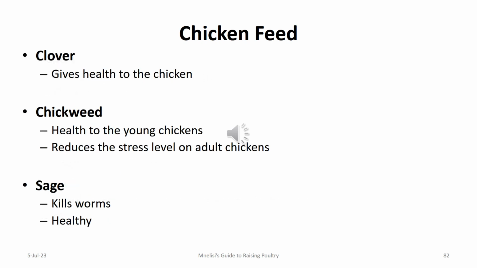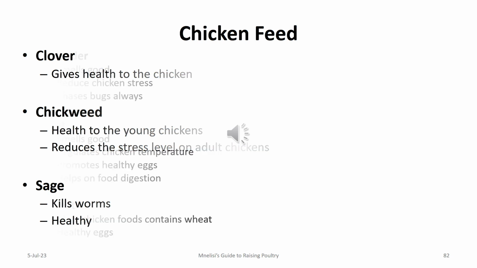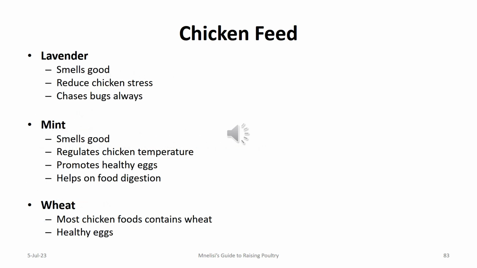Clover. It's a healthy plant to feed your chickens. Chickweed. It's healthy for the young chickens and it reduces the stress on the adult chickens. Sage is also healthy and it will eliminate worms in your chickens. Lavender. It smells good and is healthy for your chickens. It will reduce chicken stress and chases bugs away.